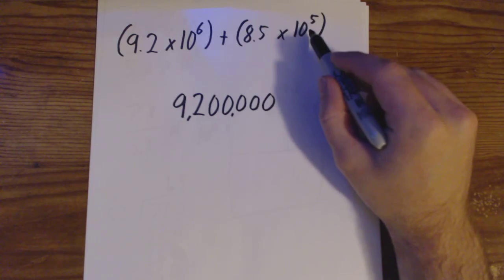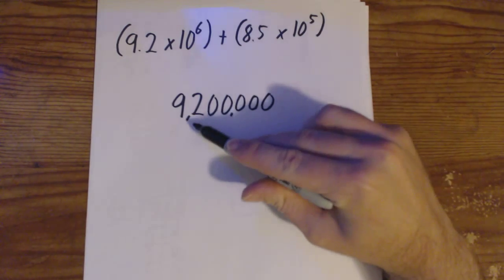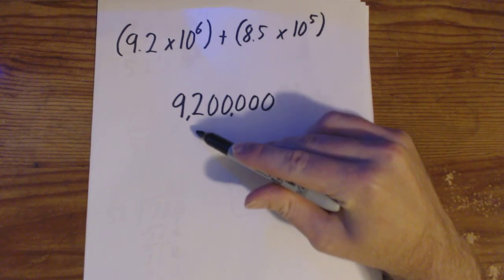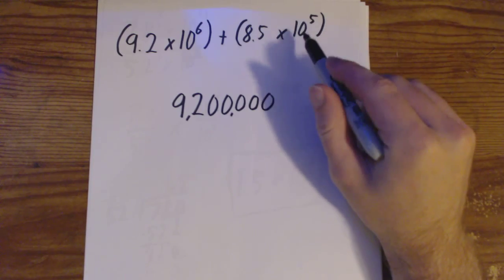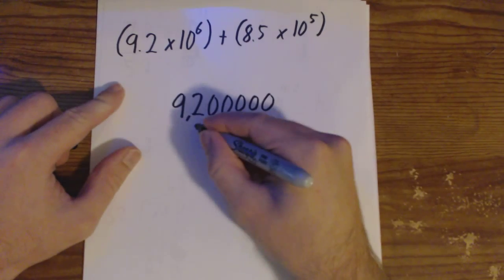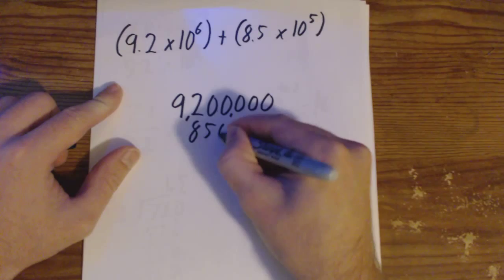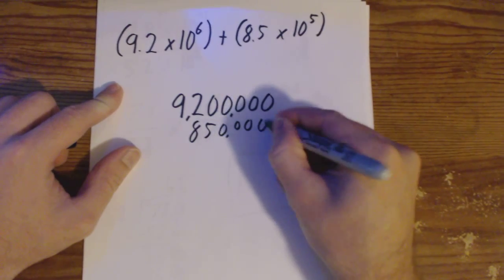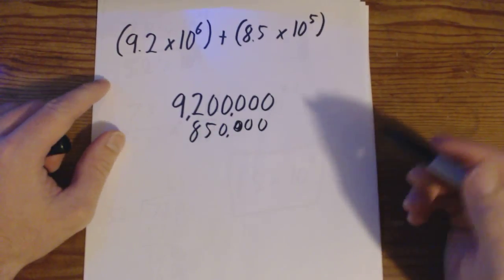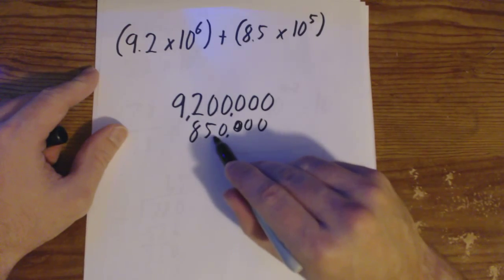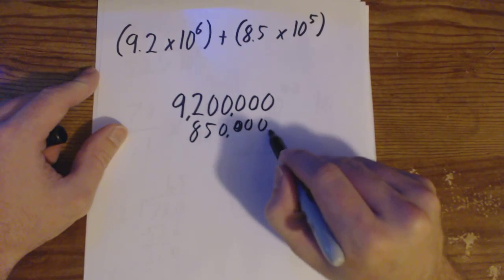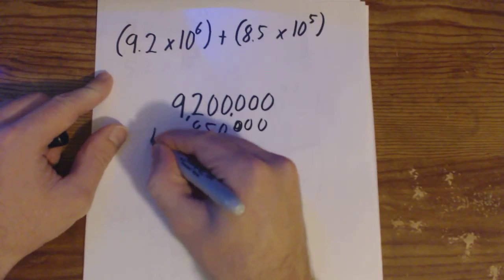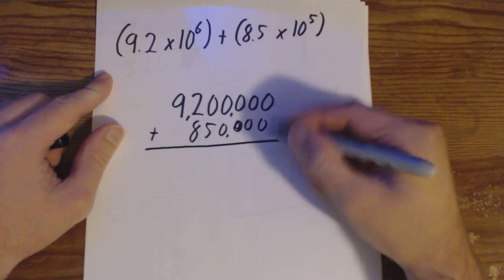We know that this is going to be one place smaller, right? Because it's 10 to the 5th power. So I could start here. I don't even need to count my zeros. I already know it's going to be one smaller, but for the sake of it, we could say I moved it 1, 2, 3, 4, 5. Now we're going to add these.